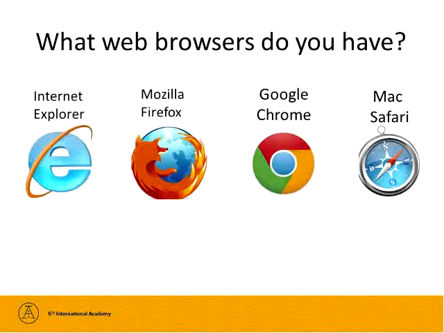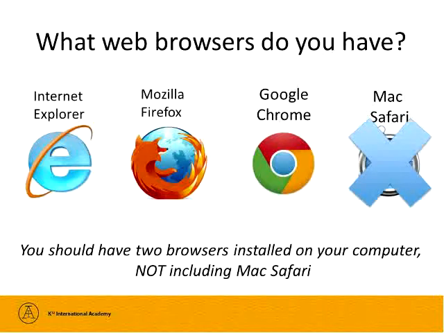Now, we need to take a look at what web browsers you already have on your computer. When you buy a computer, typically it's already got a browser, at least one browser installed, and so it's good to know what you've got. However, keep in mind that you cannot use Mac Safari. Safari just does not like the format of our courses. Nothing against Macs, they're wonderful, but that's just not how our courses are set up. So it's a good idea to have two browsers installed on your computer other than Mac Safari. So either Internet Explorer and Firefox, or Firefox and Chrome, whichever two of the other three that you want.